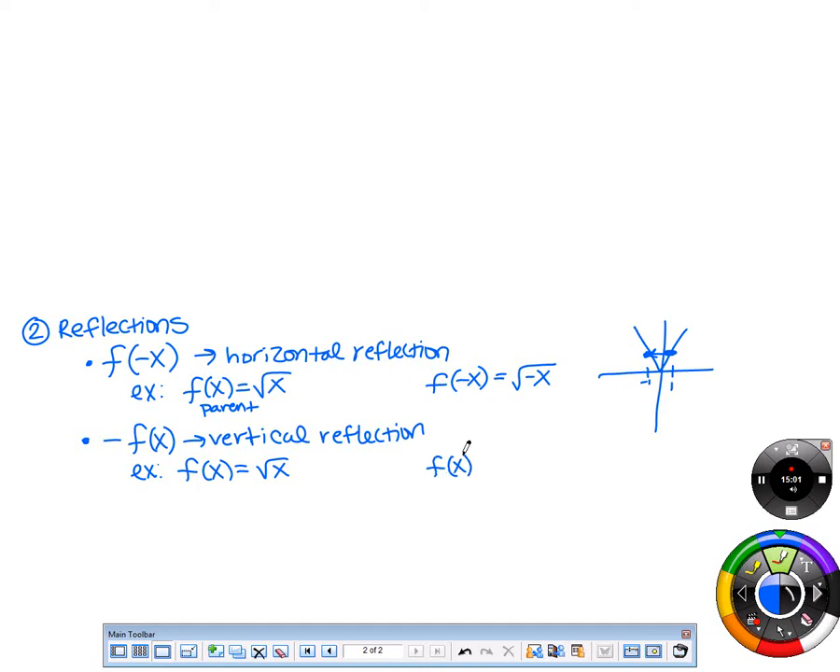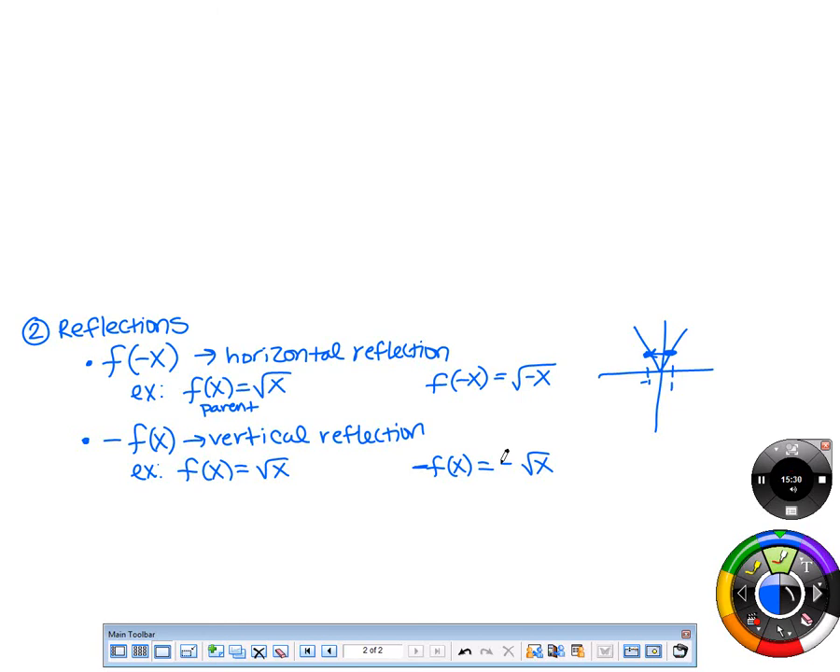If we do a vertical reflection, which means we apply a negative, but outside of whatever the function is, so we still have our square root of x and the negative out here, we still plug in positive x's. So it didn't change it from the right to the left. We still plug in positive 4, 0, stuff like this. But when we plug in positive 4, we don't get positive 2 now when we take the square root. We get positive 2, but then we put a negative in front of it, which makes it negative 2.